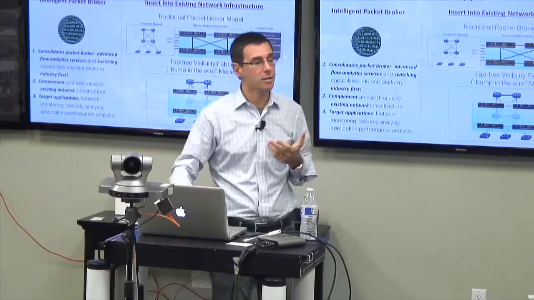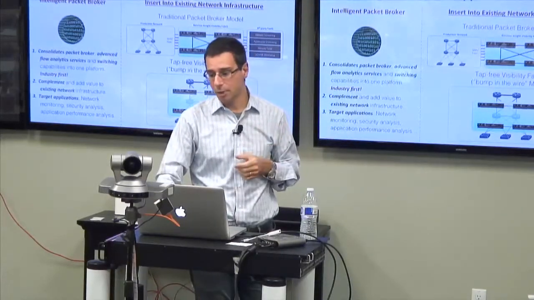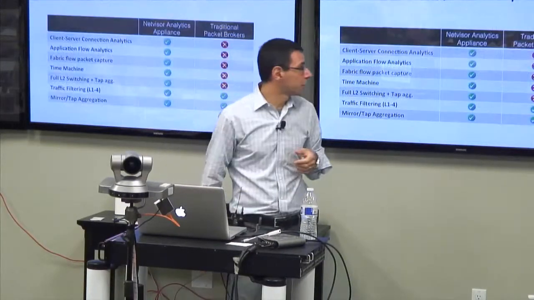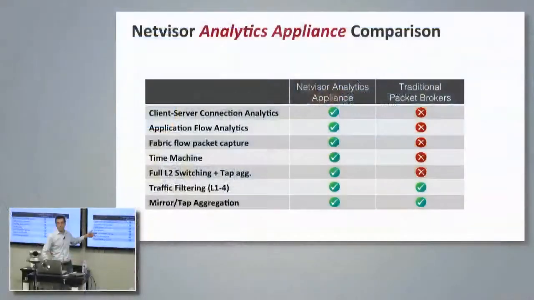We have about 5 customers, actually 5 customers in POC with that. Compared to traditional packet brokers, you have all our analytics value on top of it. You can track all client-server connections, look at application flow analytics. You can do packet capture. A packet broker just moves packets, bits and bytes, right? We have the time machine capability. And of course, we also have full layer 2 switching capabilities. Some other vendors operate either in tap mode or in L2 switching mode. We actually can do both things. And then, of course, you can filter.